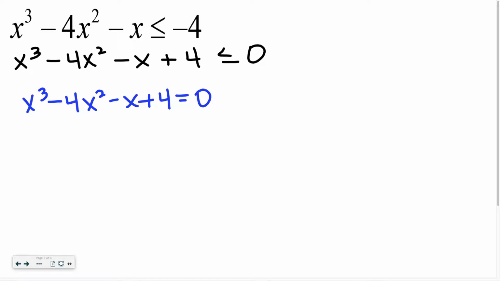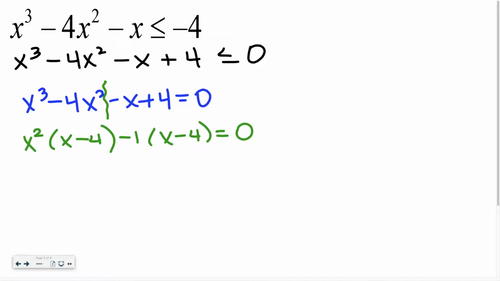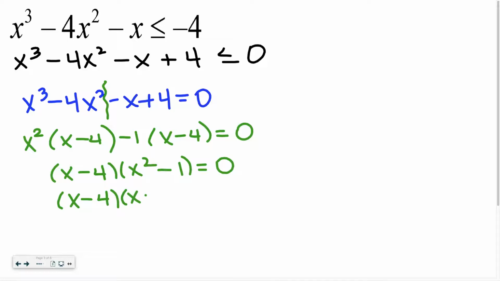Sometimes when we have a cubic function, we can do what? We can factor by grouping. Does this look like a potential candidate for factoring by grouping? Then let's do that. All right, so GCF of the first two, GCF of the second two, and since both have x minus 4 in common, we can factor out an x minus 4, and left over is x squared minus 1. So we can factor this to x minus 4 times x minus 1 times x plus 1.